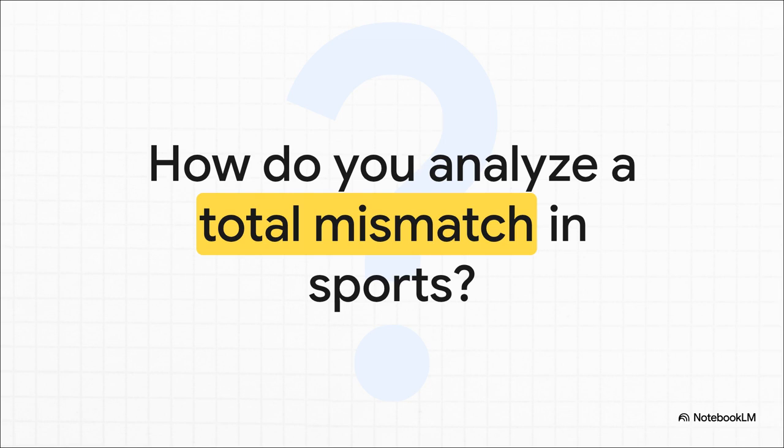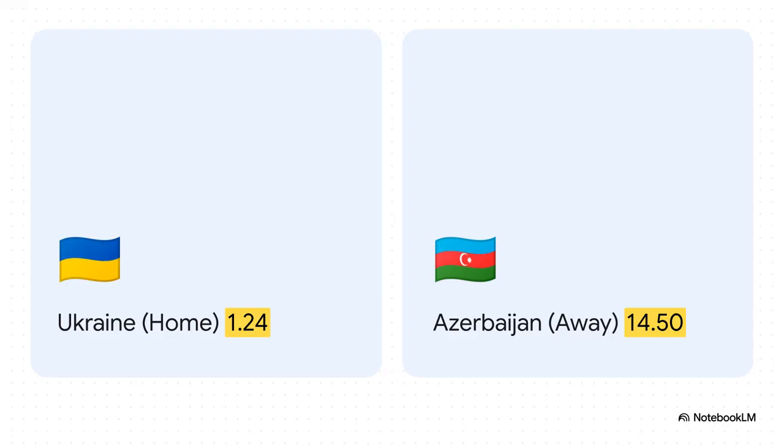in all the numbers? Okay, first things first, let's look at the betting odds because they paint a really stark picture. Ukraine's odds are at 1.24, which basically means they're the overwhelming favorite. And then you look at Azerbaijan, 14.50. They are a massive underdog. So yeah, the market is pretty clear on who it thinks is going to win this one.